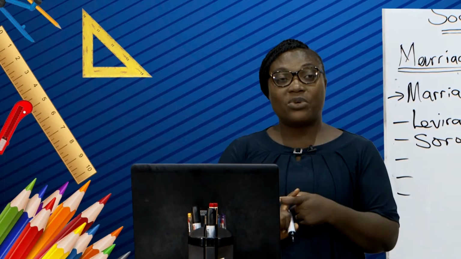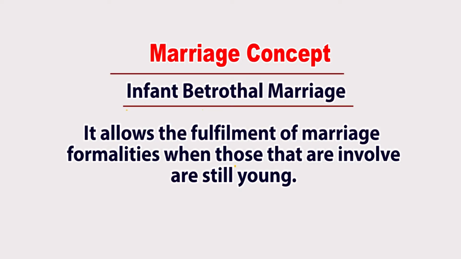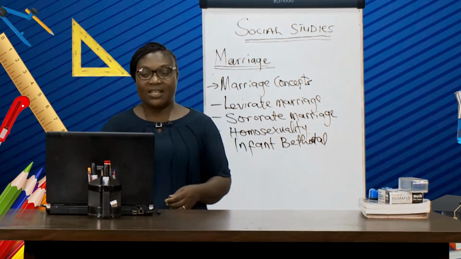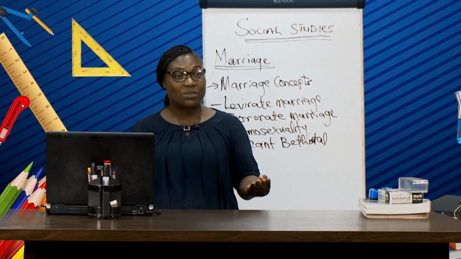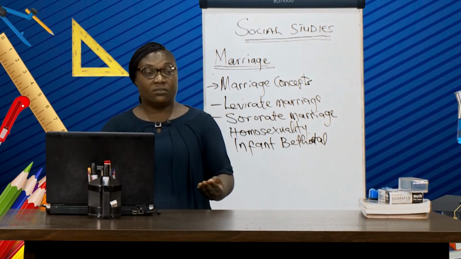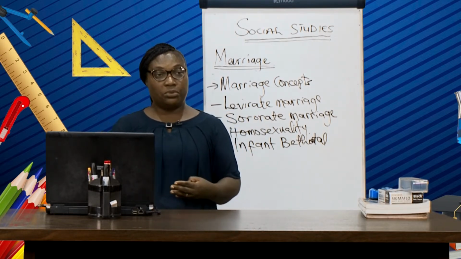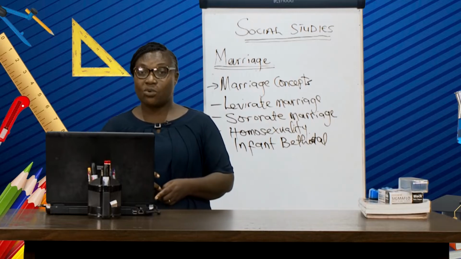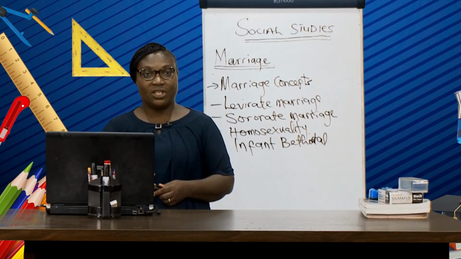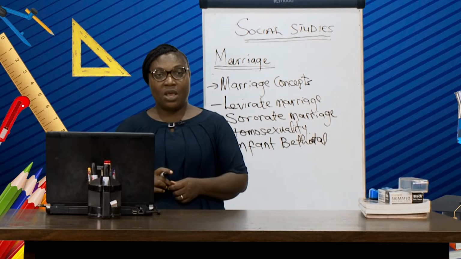Then we have another one, which is infant betrothal. Under infant betrothal, the fulfillment of marriage formality is allowed when those that are involved are still young. The marriage is performed on behalf of those that are young, even though they don't know what marriage is. You can imagine a girl of 5 years being betrothed to a man of 30 years. The marriage formality will be carried out, despite the fact that the girl in question may not really understand the meaning of marriage.